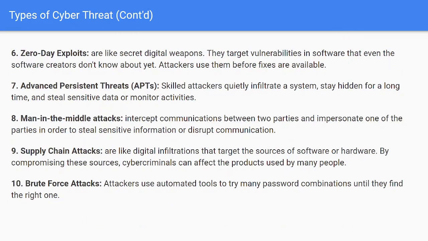So number 6 is zero-day exploits. Zero-day exploits are like digital weapons. They target vulnerabilities in software that even the creators don't know about yet. Attackers use them before fixes are available. So a zero-day exploit simply means that, let's say a particular software has been developed, but you don't have an idea that this particular vulnerability is there. So what will the attacker do? They will attack the system or attack people that are using that system before the developers know that there's a vulnerability.